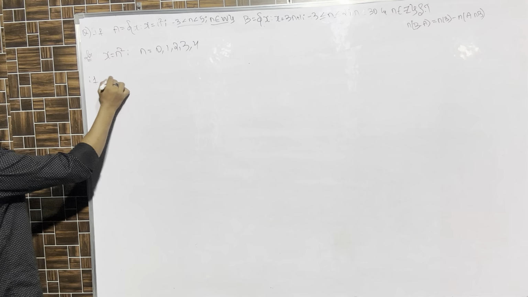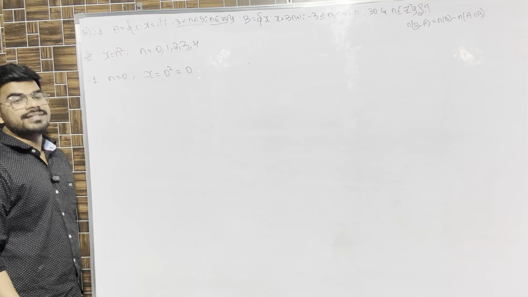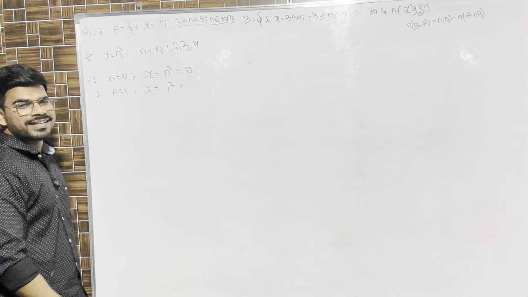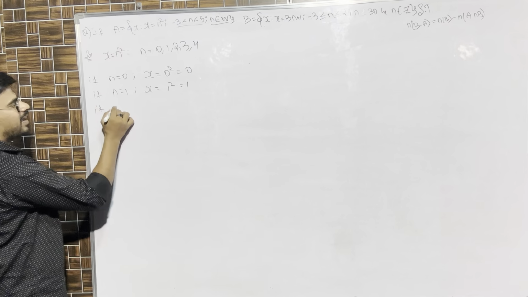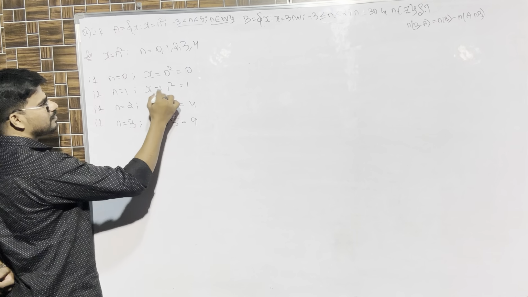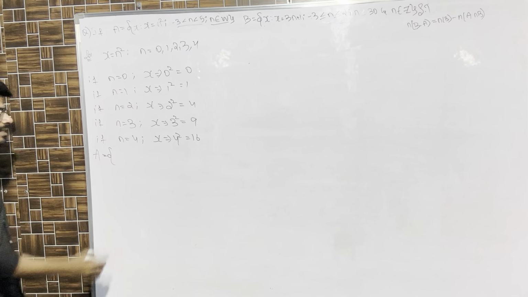If n is equal to 0, x is equal to 0 square, which is nothing but 0. Next, if n is equal to 1, x is equal to 1 square, which is nothing but 1. Next, if n is equal to 2, x is equal to 2 square, which is nothing but 4. If n is equal to 3, x is equal to 3 square, which is nothing but 9. Alright. Next, if n is equal to 4, x is equal to 4 square, which is nothing but 16. Very good. So here we have the set A, which is 0, 1, 4, 9 and 16.